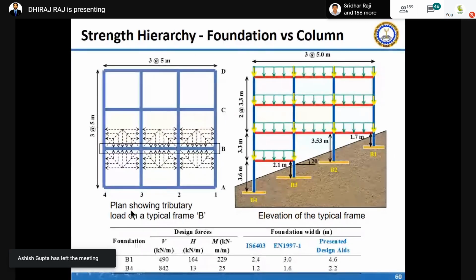I'm showing you if these buildings have a foundation, and you design this foundation according to IS code, according to Eurocode, and according to the methodology which I am showing you again in the next slides, there you will see the discrepancy in the foundation width. It means if you design your foundation with IS code and Eurocode, you come up with a much lower width of the foundation. It means you require more width of foundation, and your foundation will fall short in complicated cases. I'll show you how.